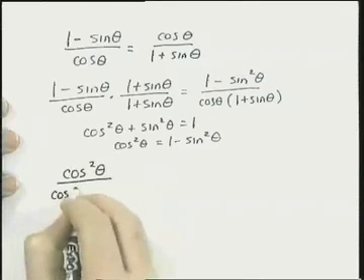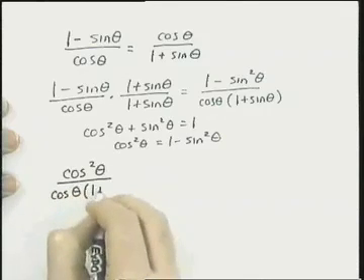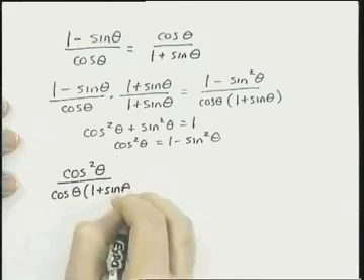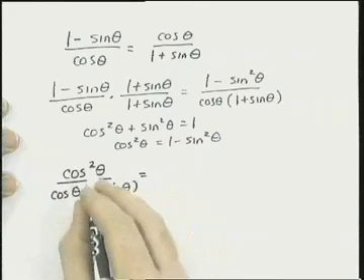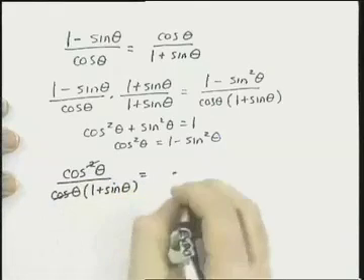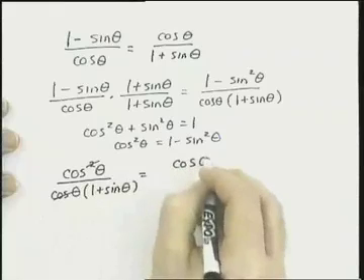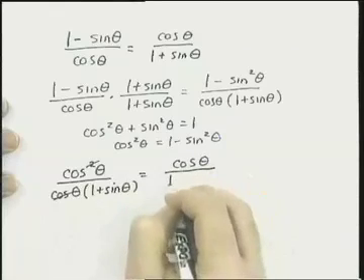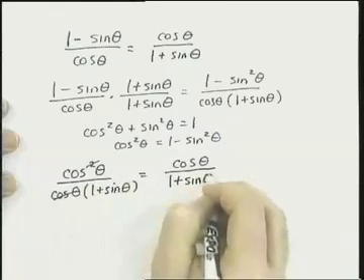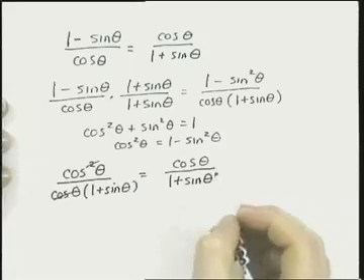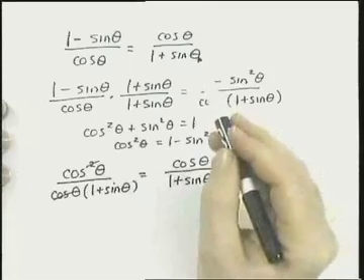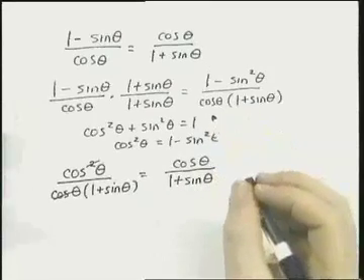Then in the denominator, I have cosine of theta times (1 plus sine of theta). One of these cosines is going to cancel out, and I'm left with cosine of theta in the numerator and 1 plus sine of theta in the denominator. That's what the expression on the right-hand side equals, so I've established the identity.